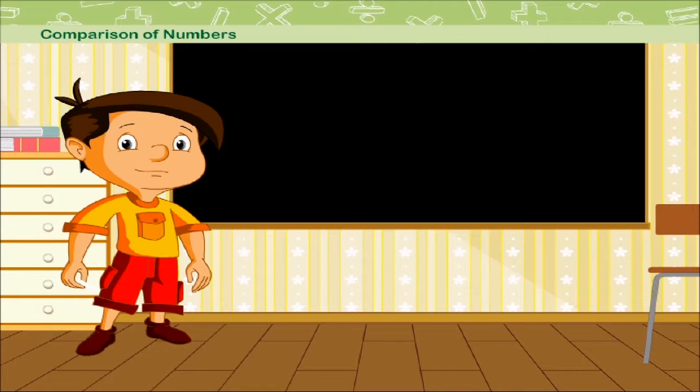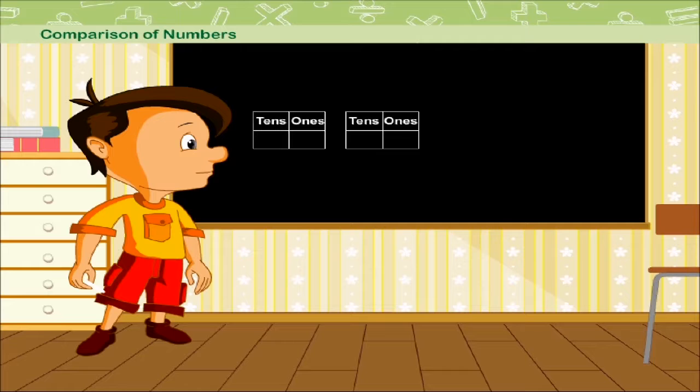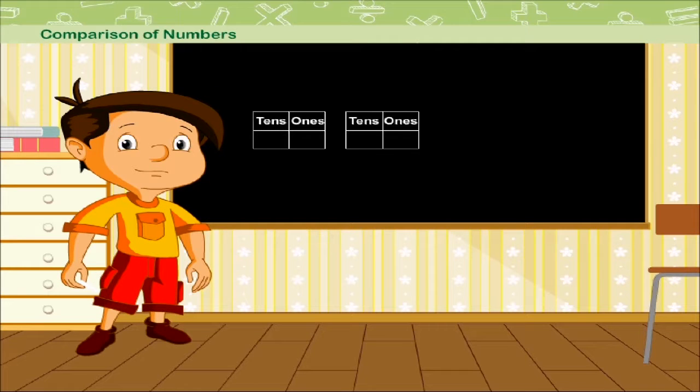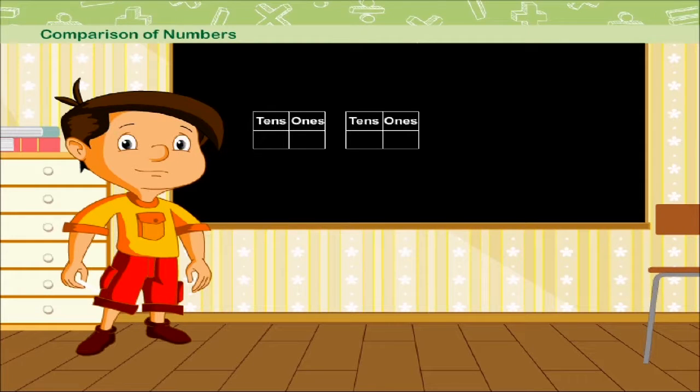Comparison of numbers. Arpit is learning about comparing numbers. His teacher Rita tells him, "Arpit, always remember that a number with more digits is always greater. If numbers to be compared have the same number of digits, we start comparing from the extreme left. We are going to learn comparing 2-digit numbers.